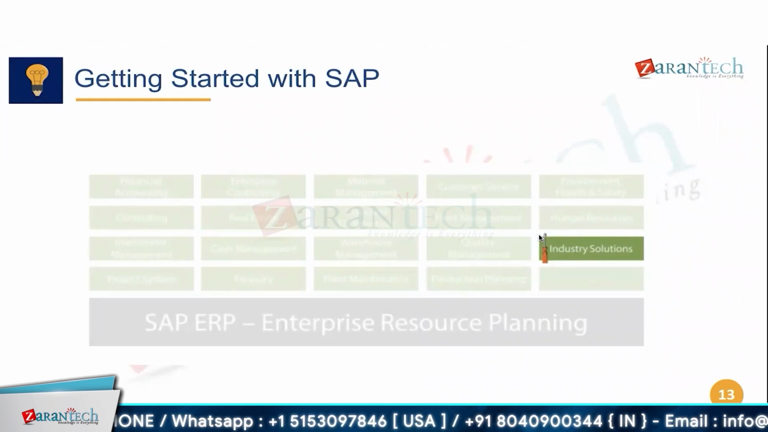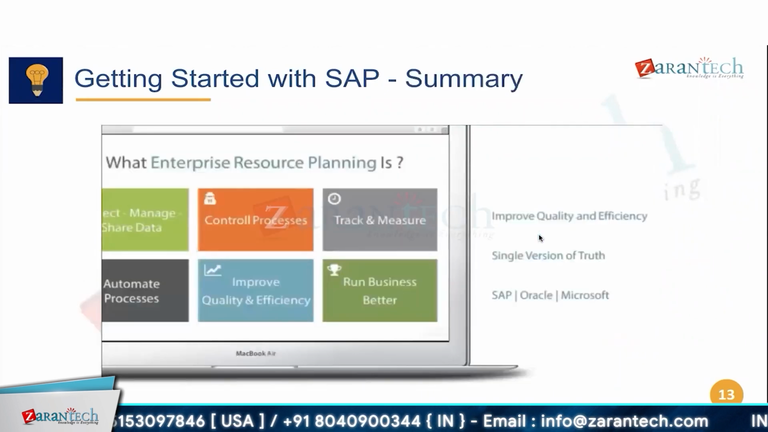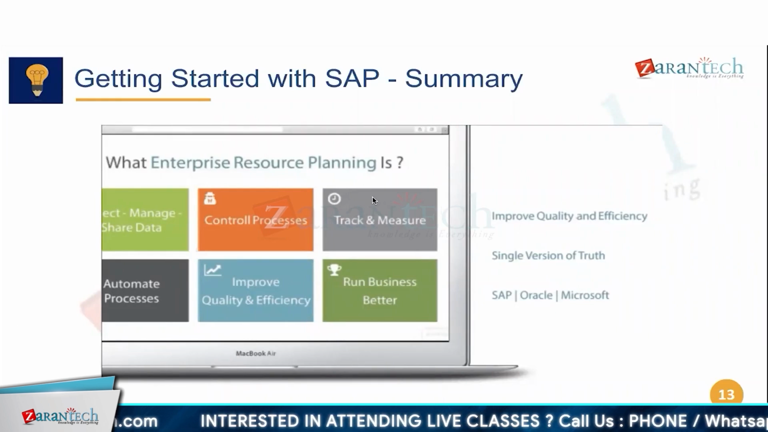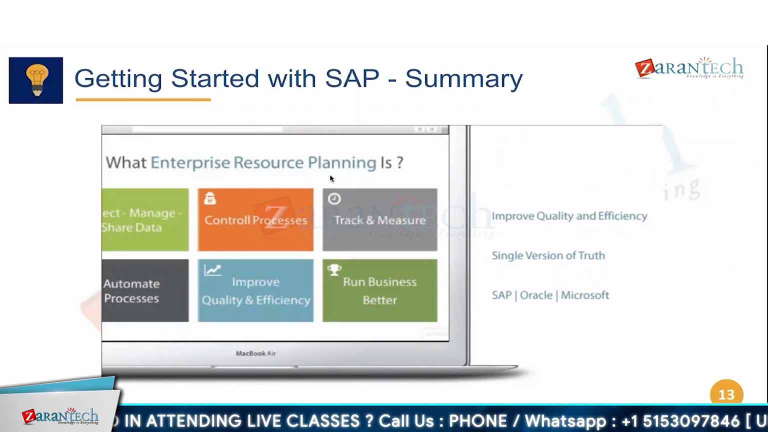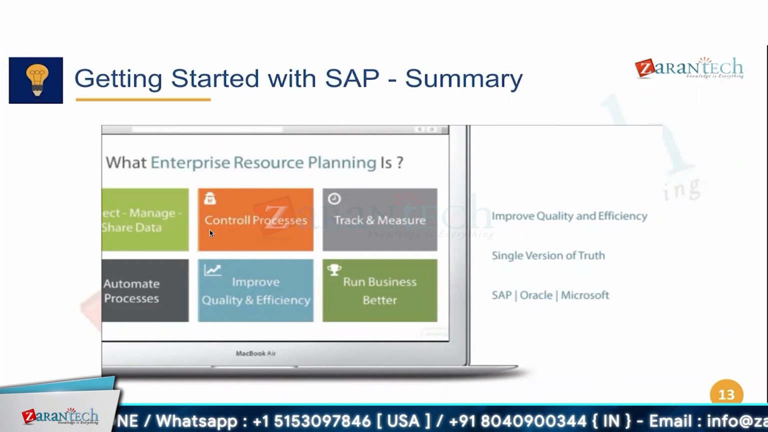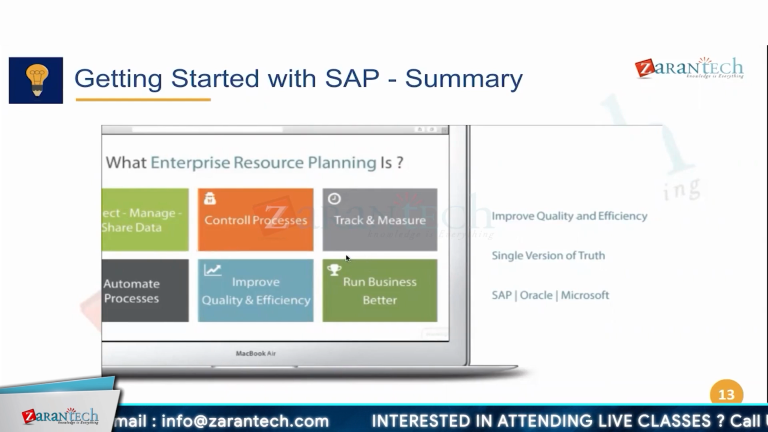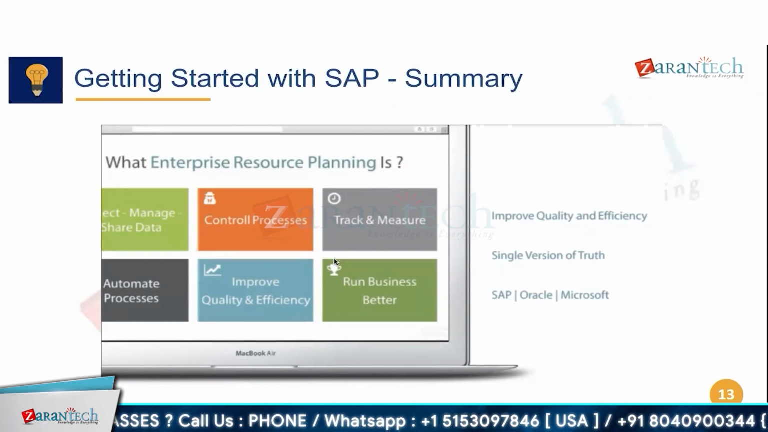Okay, so now, summary. We are going to close up this getting started with SAP. What we understood so far is what enterprise resource planning is. With the magic book example, it improves quality and efficiency by controlling processes, tracking and measuring, and automating processes. The most important thing is the single version of the truth. Across different cities or across the globe, whoever logs into the ERP system has the same product description, the same thing. So it's a single version of the truth.